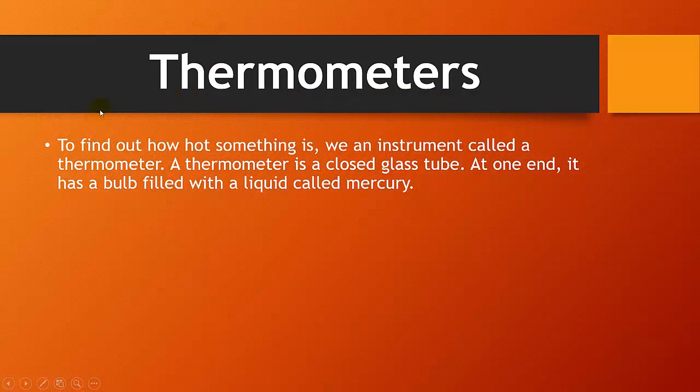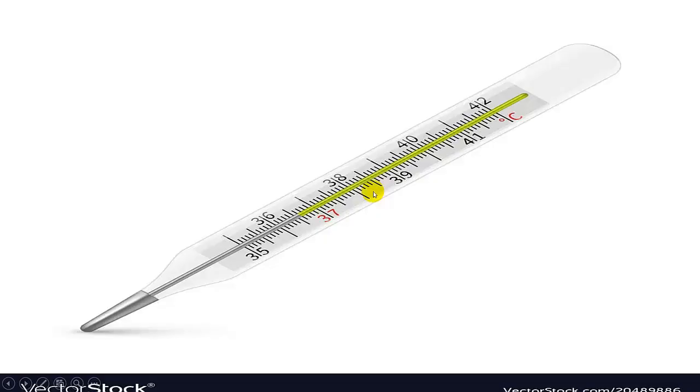Thermometers. To find out how hot something is, we use an instrument called a thermometer. A thermometer is a closed glass tube. At one end, it has a bulb filled with a liquid called mercury. This is a thermometer.